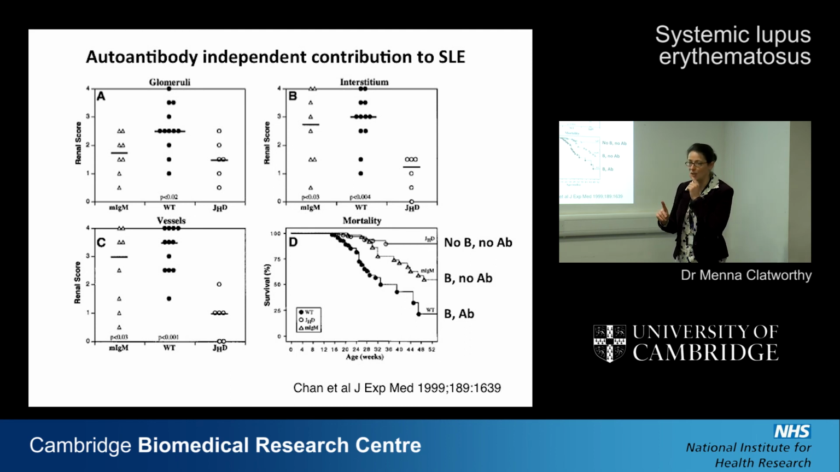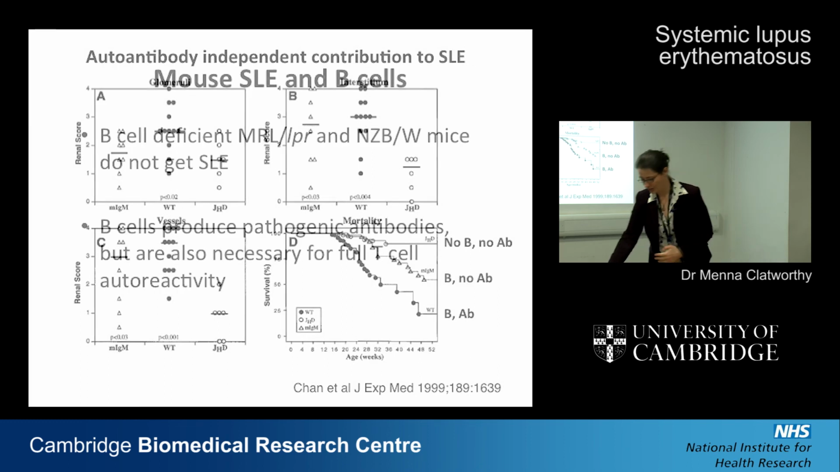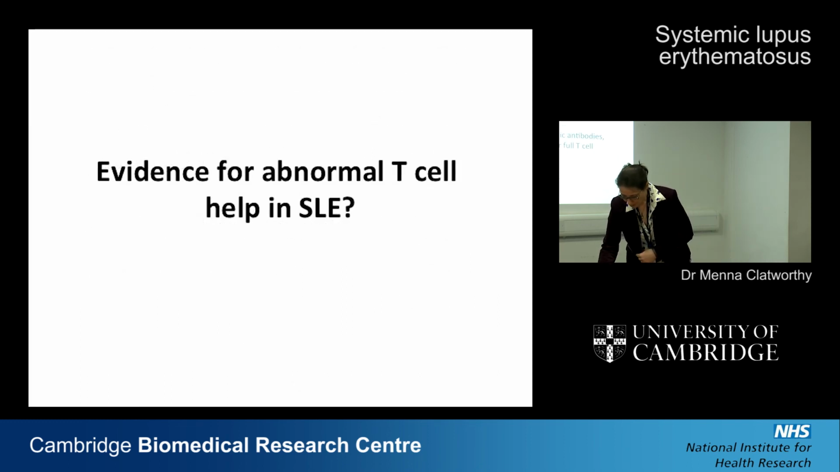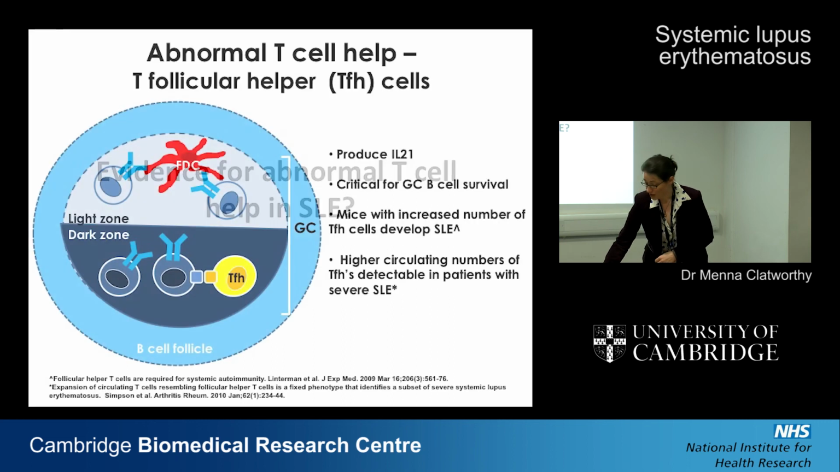And I say that because I'll come back to it: therapeutically, one of the things we do know we can do is to deplete B cells, and we have monoclonal antibodies that can do that. Okay, so evidence for abnormal T cell help.